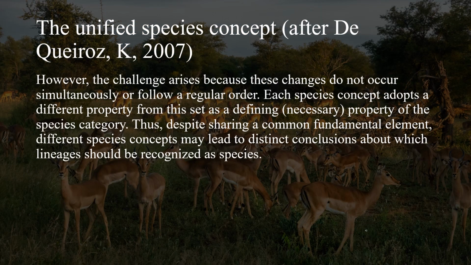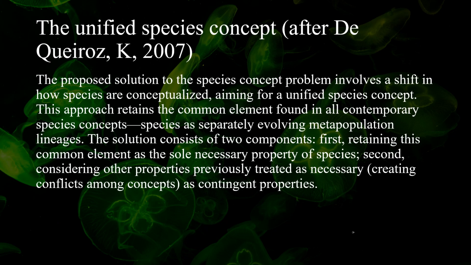However, the challenge arises because these changes do not occur simultaneously or follow a regular order. Each species concept adopts a different property from this set as a defining, necessary, property of the species category. Thus, despite sharing a common fundamental element, different species concepts may lead to distinct conclusions about which lineages should be recognized as species. The proposed solution to the species concept problem involves a shift in how species are conceptualized, aiming for a unified species concept.